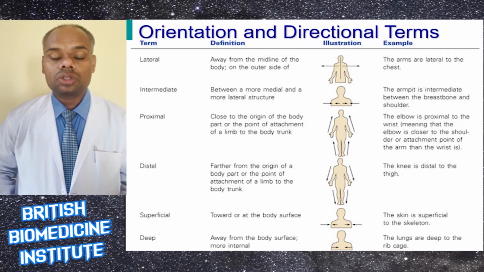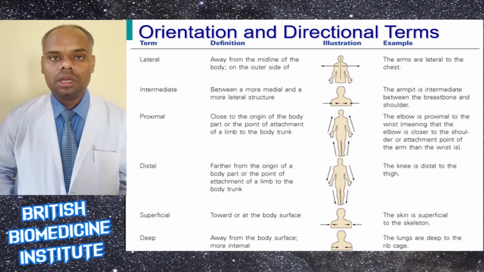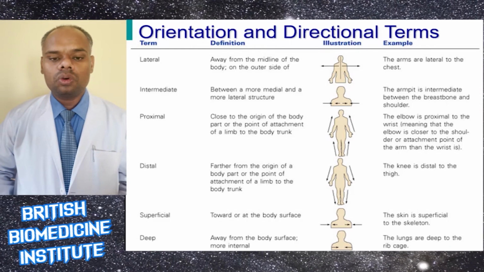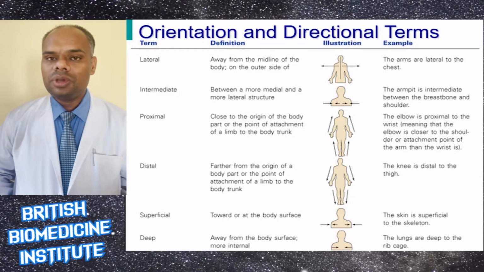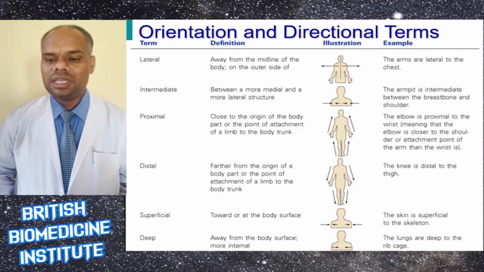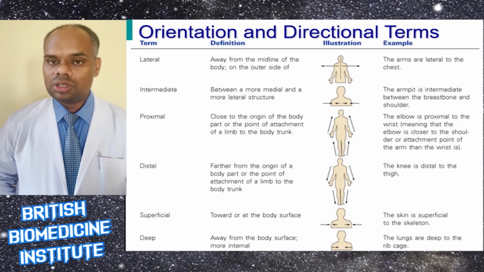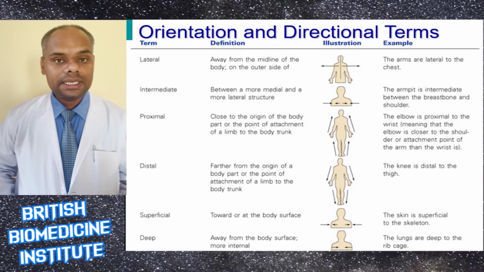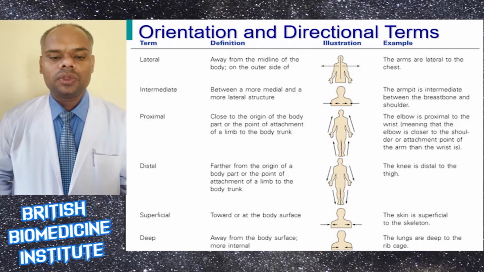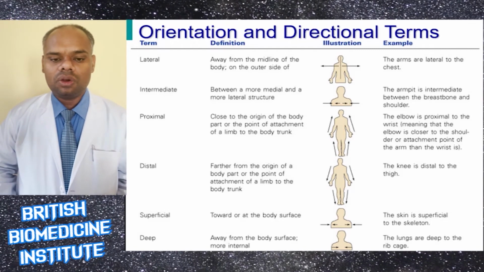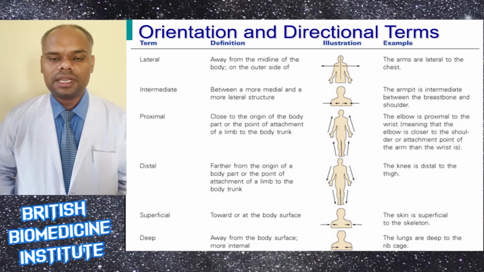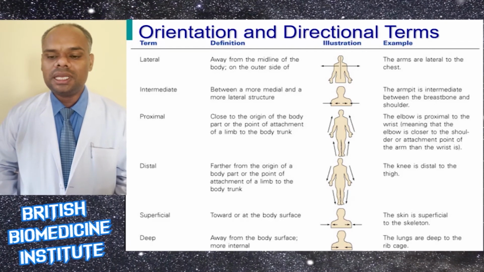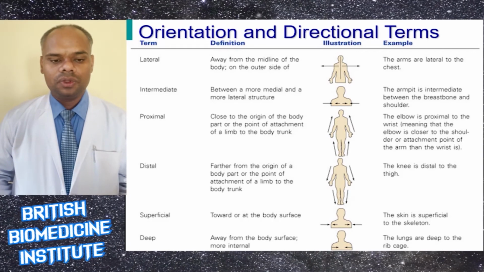Proximal is close to the origin of the body part or the point of attachment of a limb to the body trunk. The elbow is proximal to the wrist, meaning that the elbow is closer to the shoulder and the attachment point of the arm than the wrist is. Distal is farther away from the origin of the body part or the point of attachment of limbs to the body trunk. The knee is distal to the thigh.